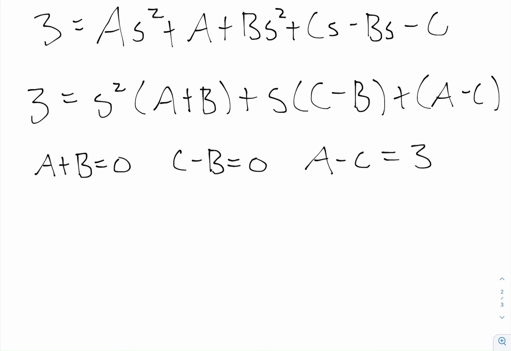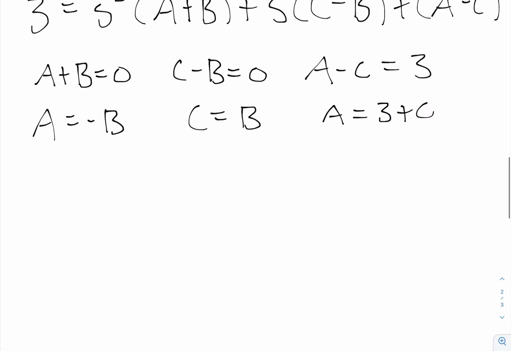Okay, so now if we isolate for one variable, we're going to get that A equals negative B, C equals B, and A equals 3 plus C, since 3 has no variables. And then solving, right, we have 3 variables, we have 3 equations.